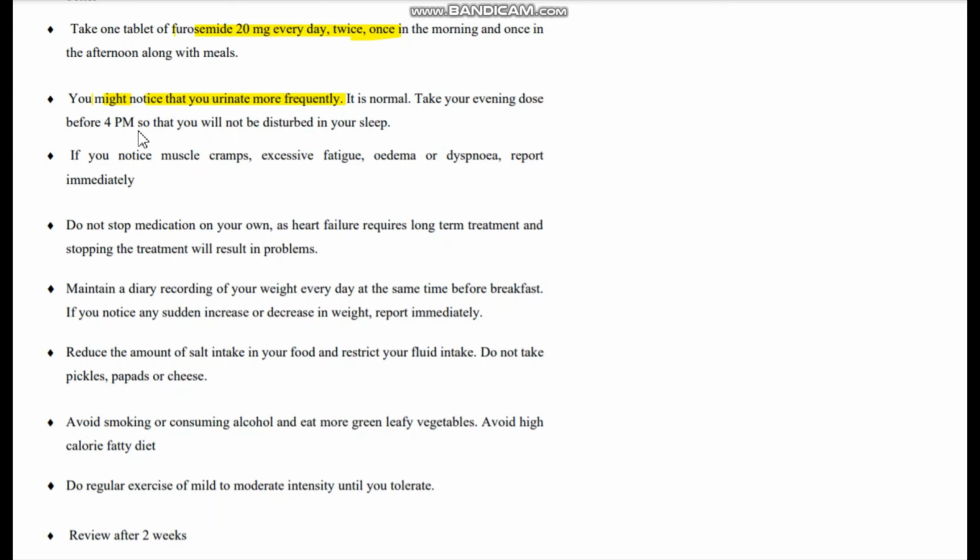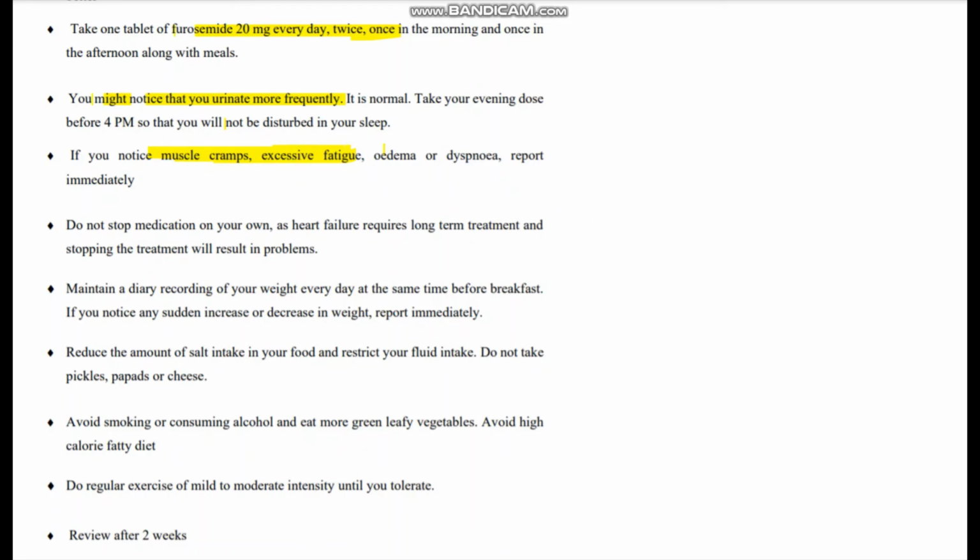Because if you take it after that, you might have to wake up during your sleep for urination. So, not to get disturbed in your sleep, take it before 4 p.m. And if you notice any muscle cramps and excessive fatigue, that is because of hypokalemia, and excessive fatigue because of excessive blood loss, or excessive fluid loss, report to me immediately. Otherwise, mild muscle cramps is okay.